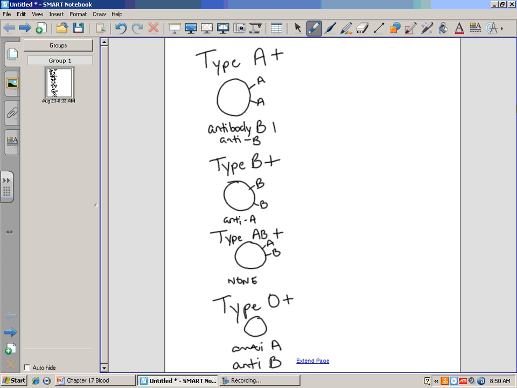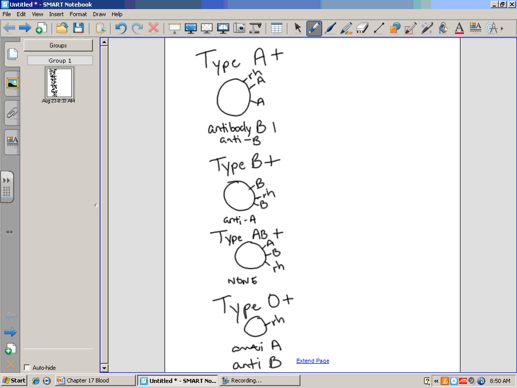So in order for this to be type A positive, we've also got to put the Rh on there because he's positive. Does everybody understand that? If he's B positive, we need some Rh on him. He's AB positive, we need some Rh. O positive, we've got to put some Rh on there.